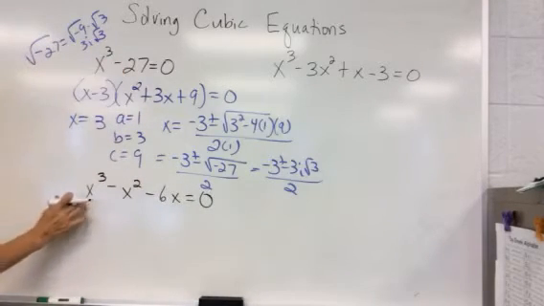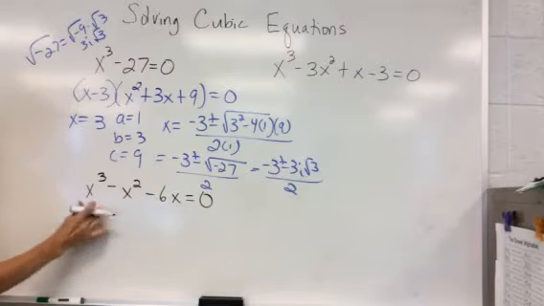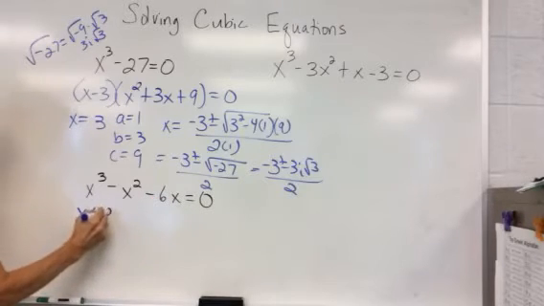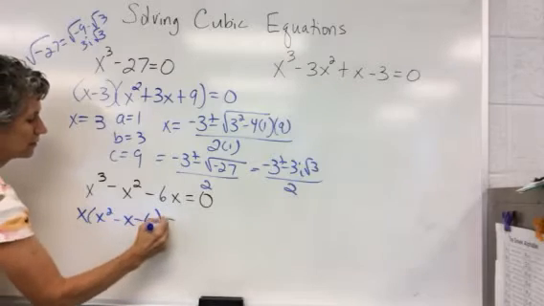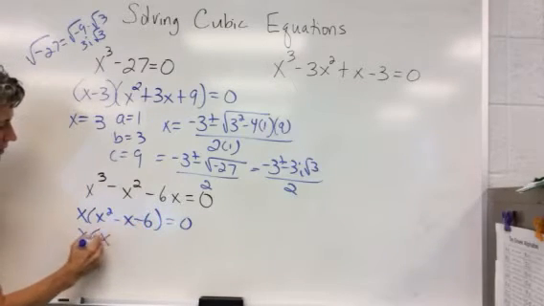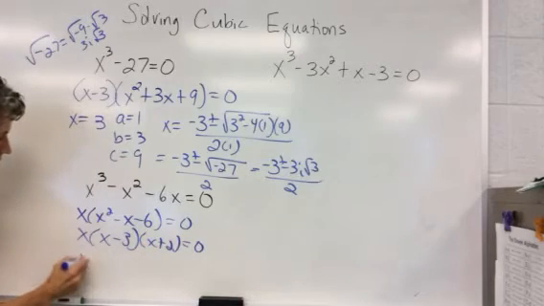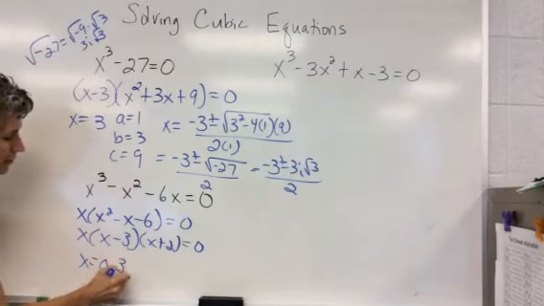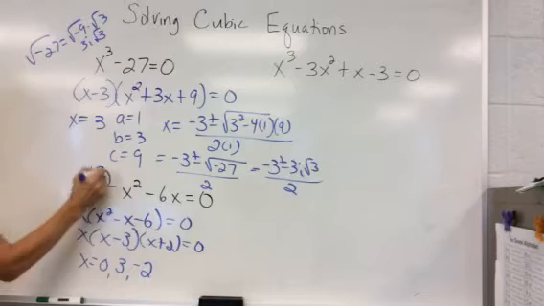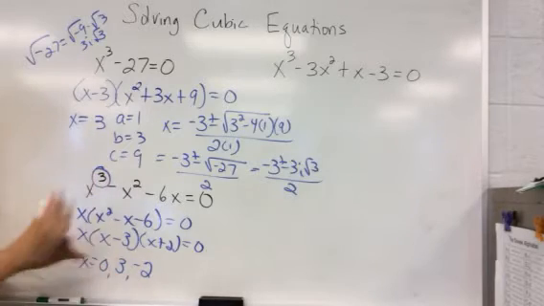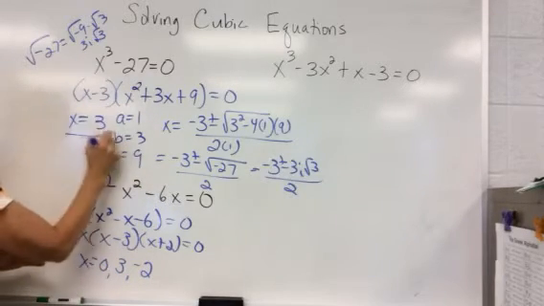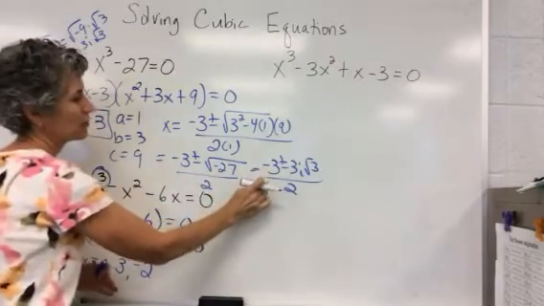This one here, you'll notice the x is a GCF, so let's take that x out. And then we can factor that one. And so we get 0, positive 3, and negative 2. Remember, it's cubic, so you should come up with 3 answers. Cubic, we've got one answer here, the 3, and then this is 2 answers.